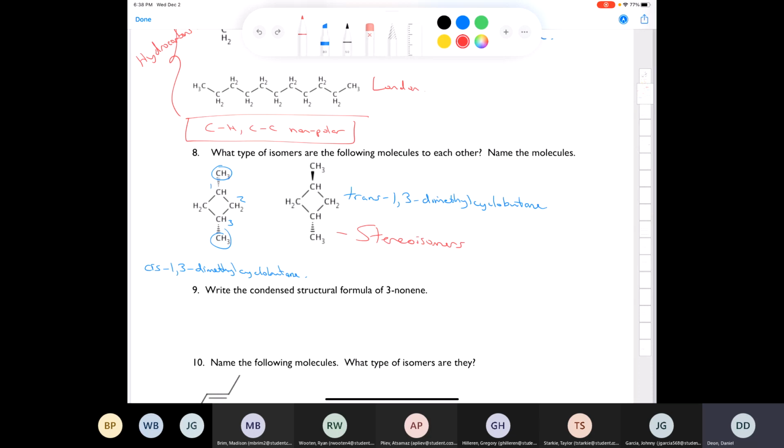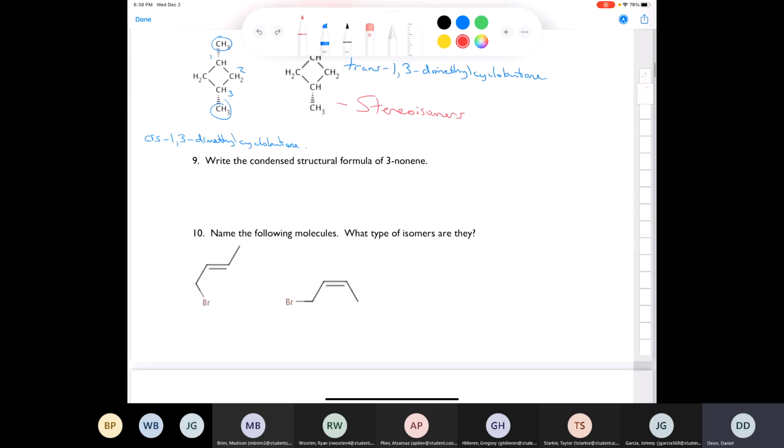Now, more correctly, these would be diastereomers. And I did cover diastereomers in class briefly. And I said that diastereomers are stereoisomers that have at least one chiral center that's different. Okay, so more correctly, they would be diastereomers, but I would say stereoisomers is a perfectly reasonable answer. Okay, and it's a correct answer.